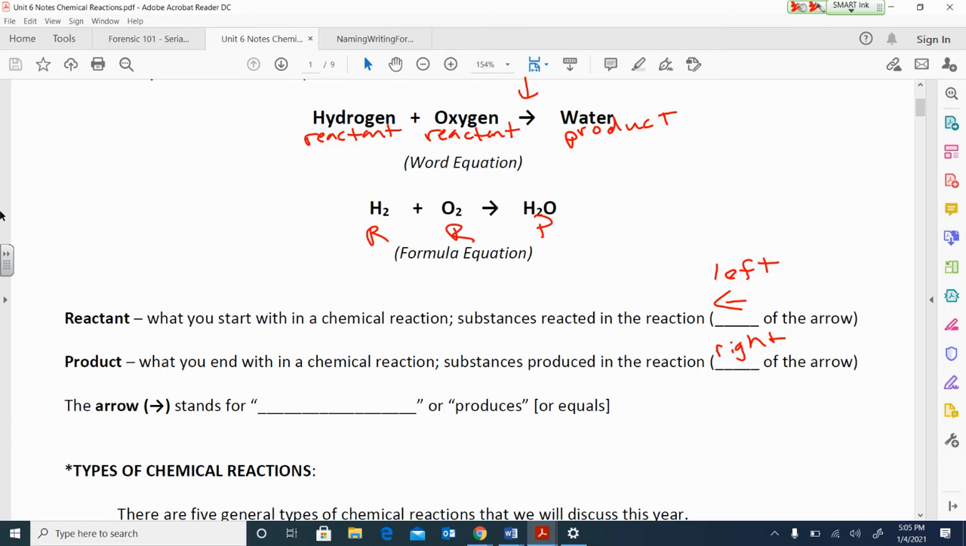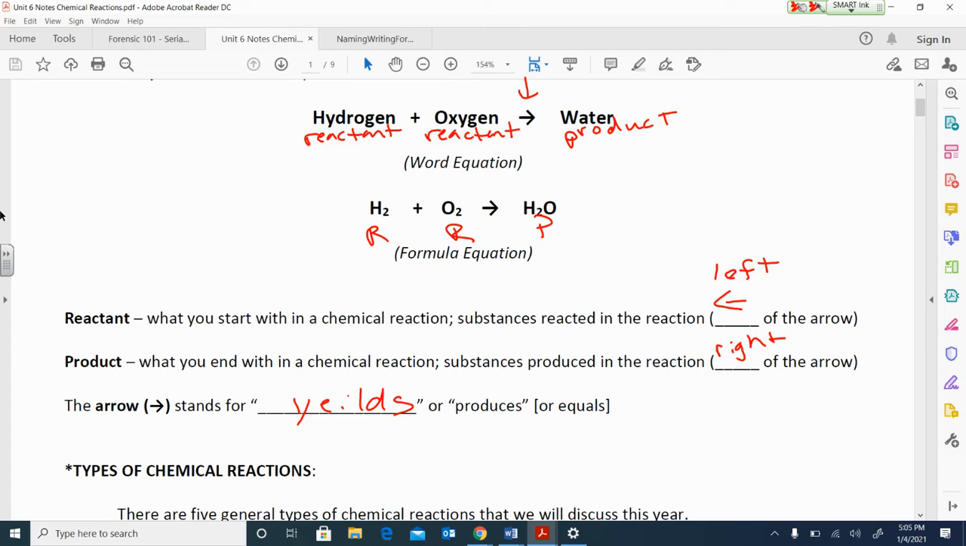It's not always 2 reactants and 1 product. It could be 4 reactants and 2 products, or only 1 reactant, 1 reactant that just breaks down into several products. So it can be anything, but the reactants are always to the left, and products are always to the right. So the arrow stands for, again, like I just said, yields. So it yields or produces or equals. All those things should be true.